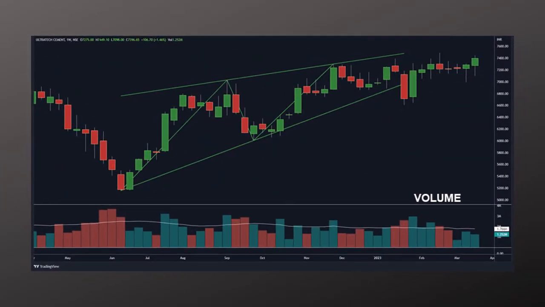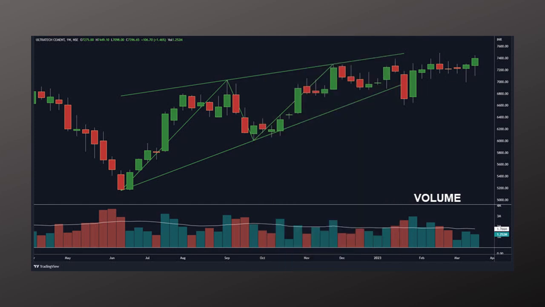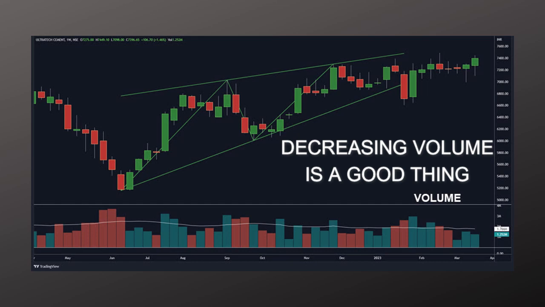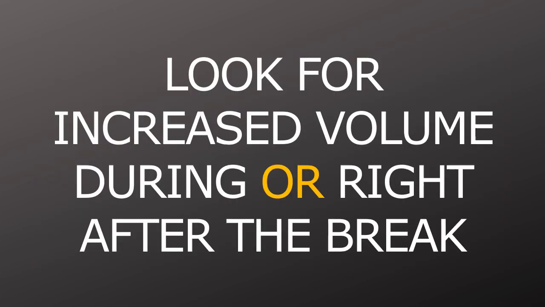So as the wedge forms, we want to see decreasing volume. This contraction in volume is a natural consequence of the converging trend lines because price is narrowing and then market participants become a little bit more indecisive. So decreasing volume indicates the market is consolidating. That sets the stage for a potential breakout. So in a healthy wedge pattern, you'll often notice that the volume is highest at the beginning of the pattern and begins to taper off as the pattern develops. When that price finally breaks out of the wedge pattern, you're going to want to see increasing volume to confirm the breakout.